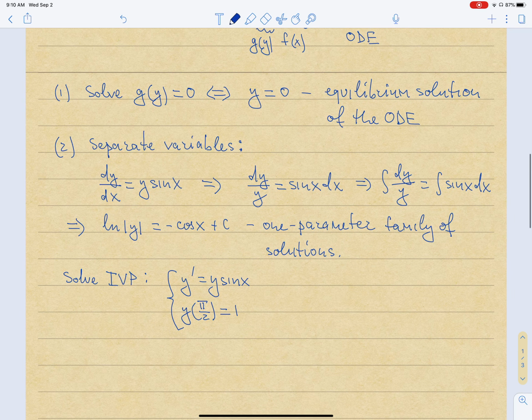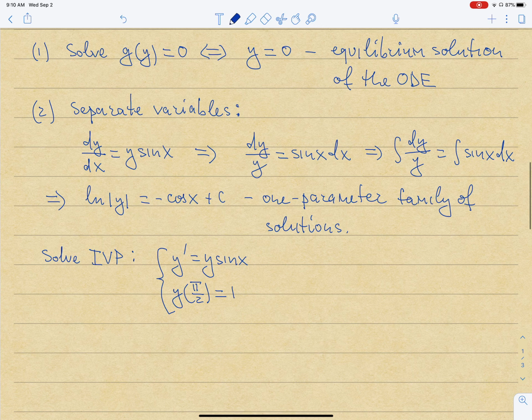So we need to take natural log of absolute value of y, so natural log of 1. It should be the same thing, right? So I'm using this one parameter family. And if I want a solution to pass through this point, I have to use y equal to 1 when x is pi over 2. So natural log of absolute value of 1 should be the same thing as minus cosine of pi over 2 plus c.